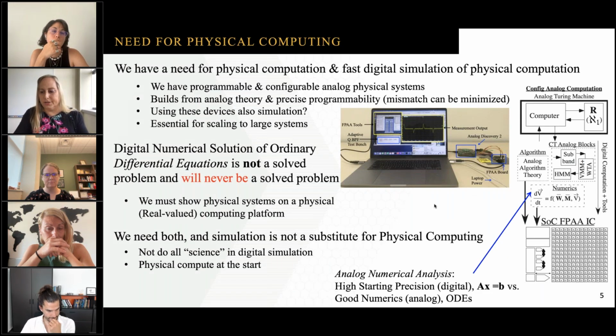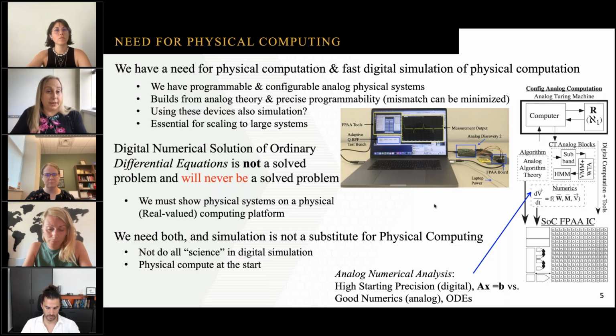And so then the interesting question is, okay, we need to have this physical computation and fast digital simulation of this. We do have the configurable structures in place. We can start to work on this. We build from a theory that works there and also has precise programmability. You can minimize mismatch. If you don't do that, then everything starts to get confused. But because we can program things to 10, 12, 14 bits of precision, not a problem.